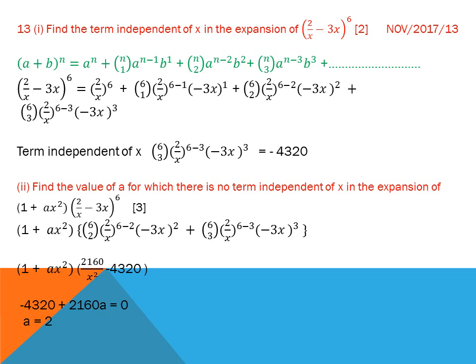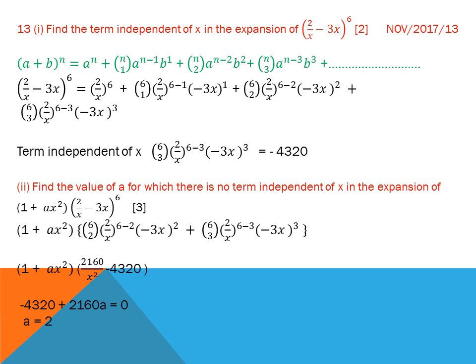In the previous question, I also took term number 4. Here is also term number 4, so it's the same as the previous question. 6c3, (2/x)^3 means x to the power minus 3, and then (-3x)^3 will become x^3. x^3 is cancelled out with x^3, and we find the term independent of x. Taking 6c3, 2^3, and then (-3)^3, because x^3 is cancelled out, I find that the term independent of x is equal to minus 4320.